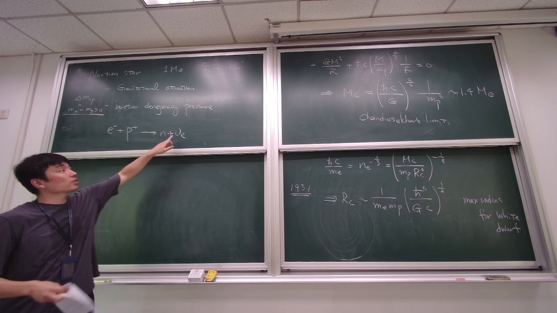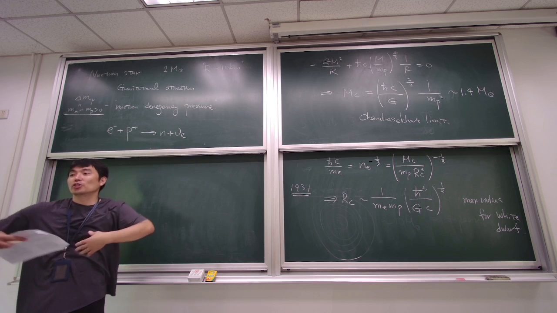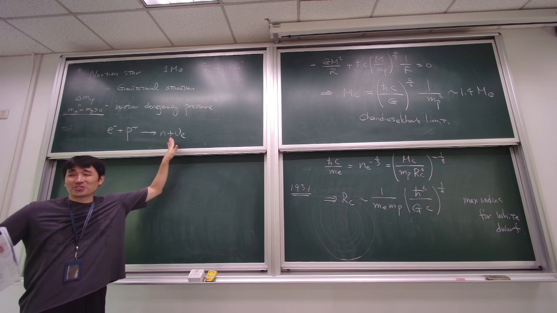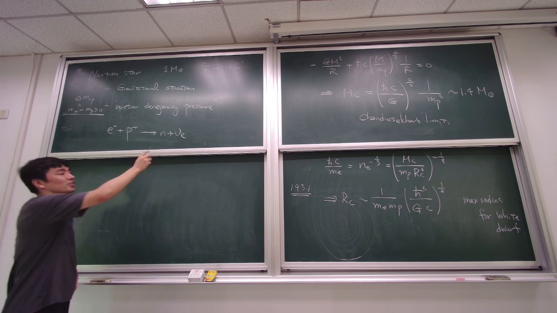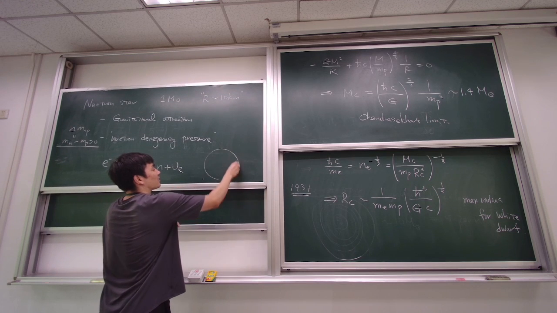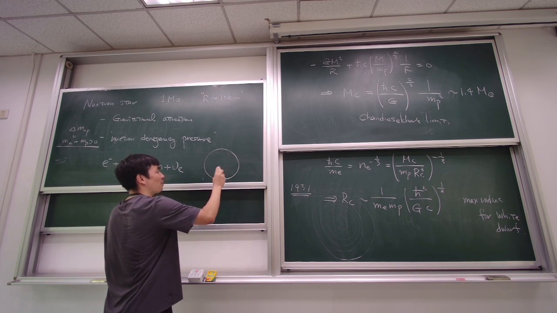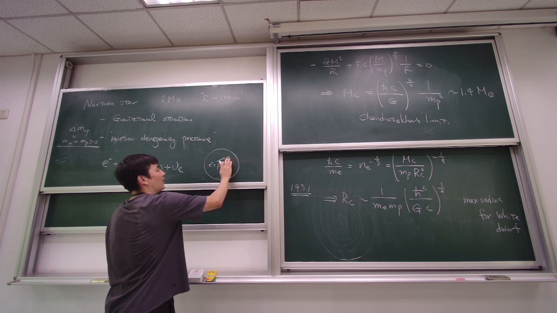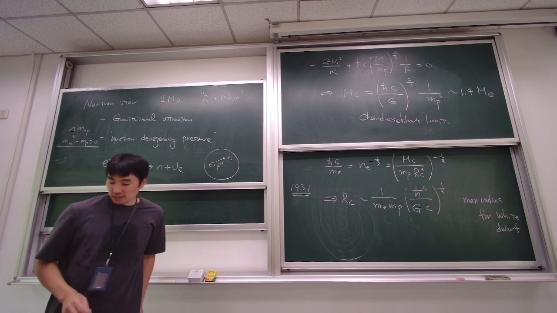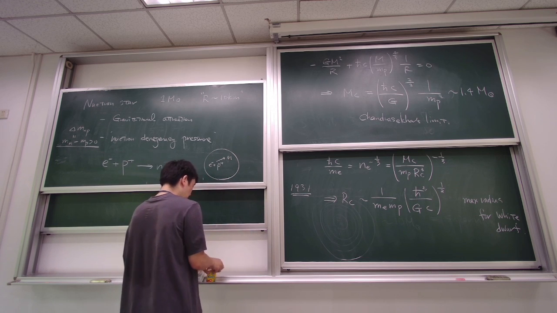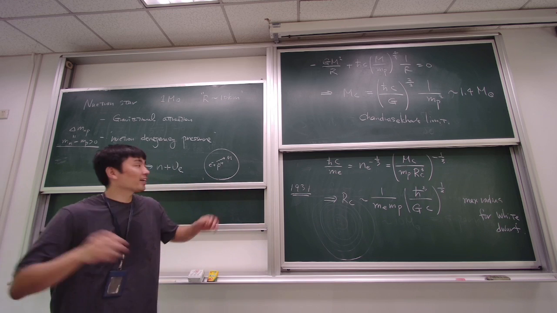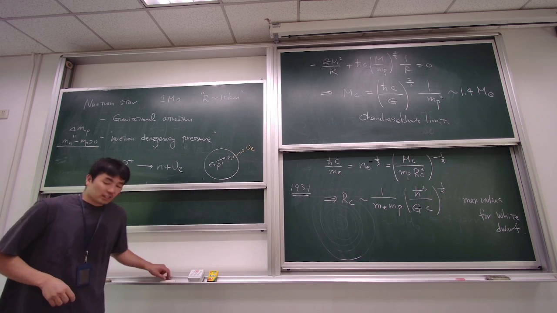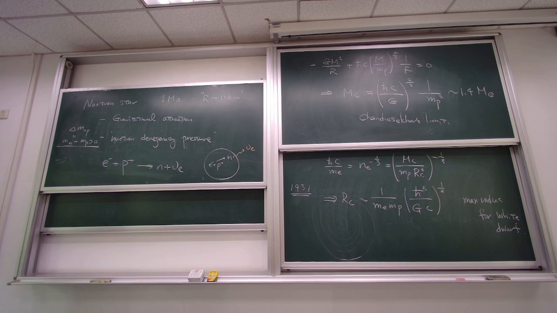The reverse process doesn't occur because once this reaction happens, the neutron will immediately escape. Sorry, not neutron, neutrino. So this is a rough schematic: e minus and p plus become n and a neutrino. Then immediately after that, the neutrino will escape, because neutrino does not react with matter very often. So the neutrino will escape.